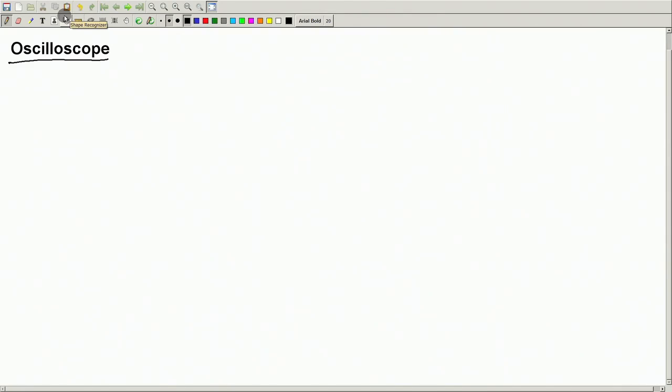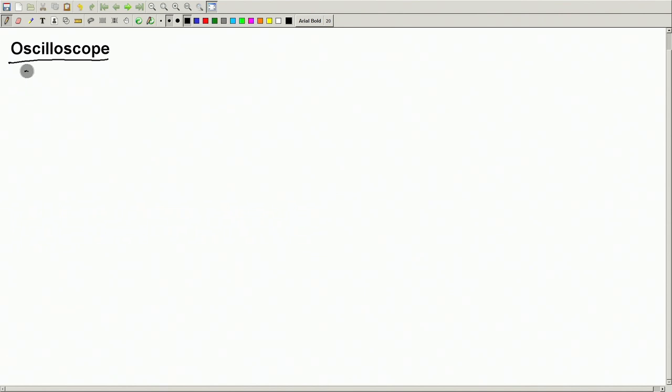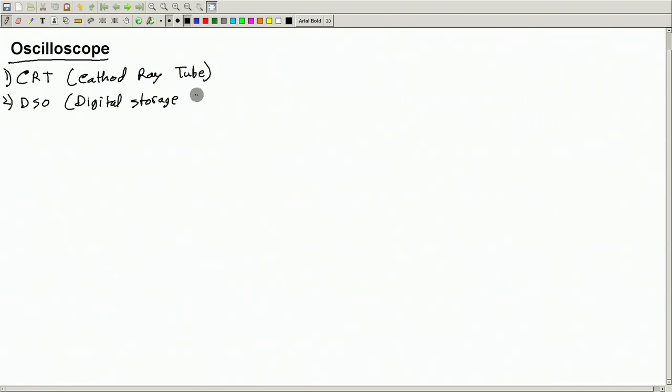Okay. So, let us start with CRT, which means cathode ray tube oscilloscope. Okay. So, this is one type, another is DSO, digital storage oscilloscope. So, let us talk about first how a CRT works.